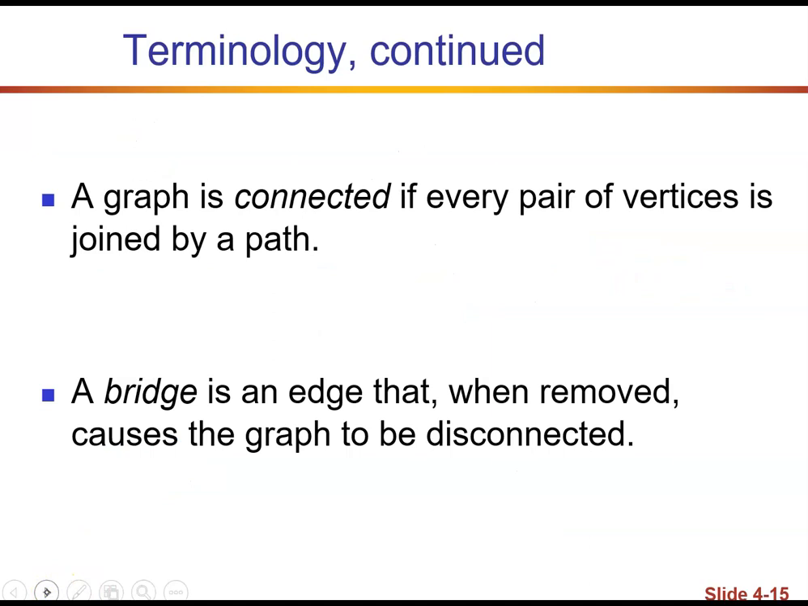More terminology. A graph is connected if every pair of vertices is joined by a path. Let me repeat that. A graph is connected if every pair of vertices is joined by a path. And we'll talk about that a little bit more in our example coming up. A bridge is an edge that, if it's removed, causes the graph to be disconnected.